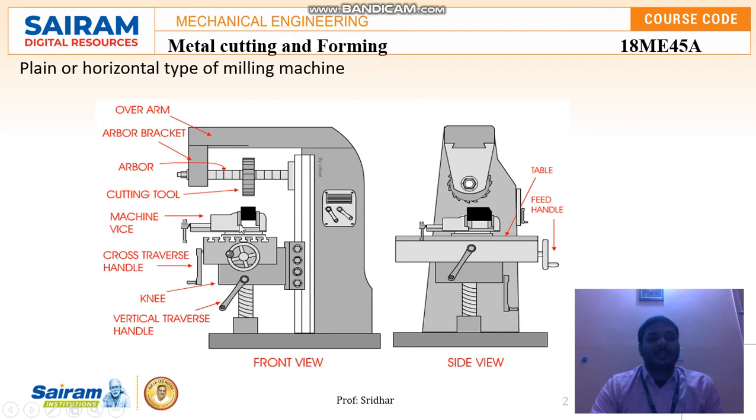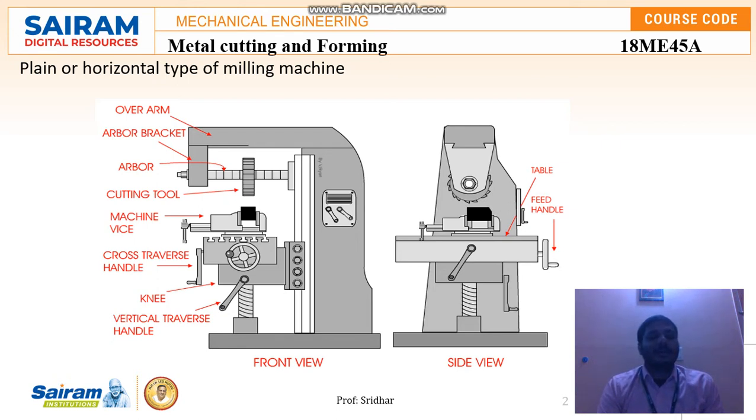The next part is the machine vise. The function of the machine vise is to hold the workpiece rigidly, whatever type of material we are going to use. Hence the machining process can be easily done even at high speed. Even when the machine is running at high speed, the workpiece stays stable, rigidly held by the machine vise.